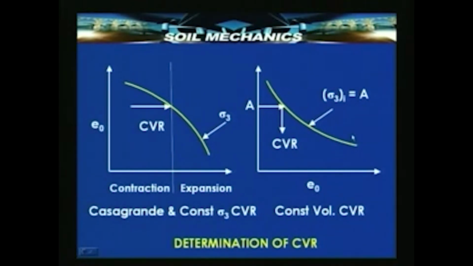This is a constant volume test, remember, therefore whatever sigma 3i we apply goes on getting adjusted by us, goes on changing during the test. So that value of sigma 3i which does not change, which remains the same at a particular void ratio, gives us the critical void ratio. So this is how we determine the critical void ratio.